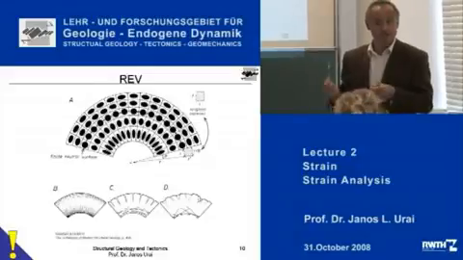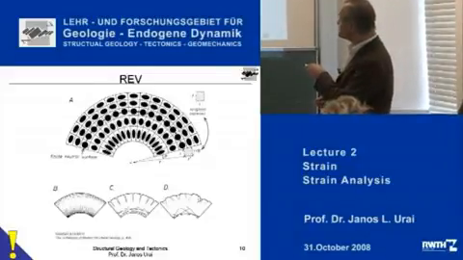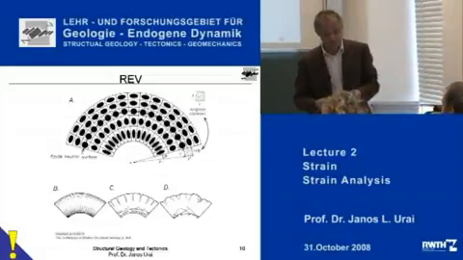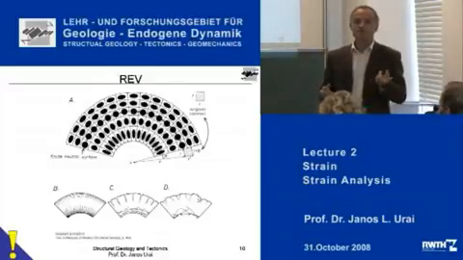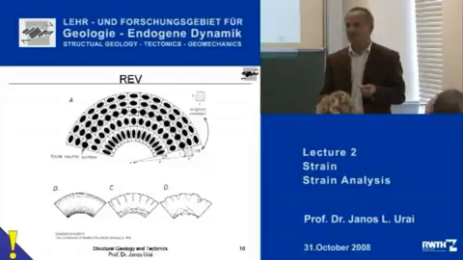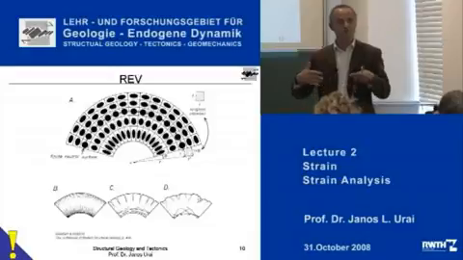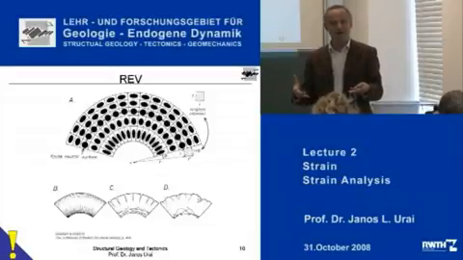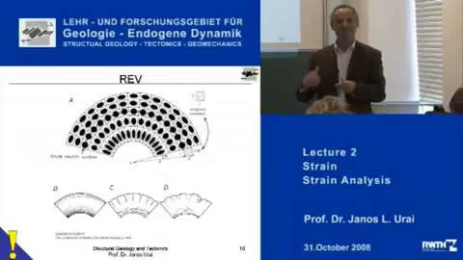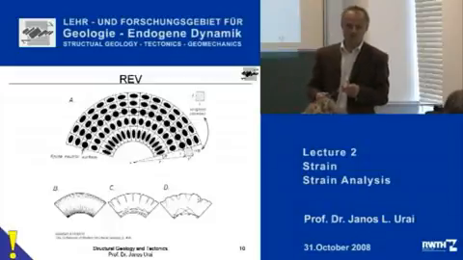So the deformation here is not homogeneous. It's heterogeneous. But inside each of these elements it is homogeneous. It changes from element to element. So why do we need strain? Why do we need to be able to describe strain, to understand strain? Because if we want to understand a mountain belt, like the Alps or the Himalaya, then we have to be able to measure how the strain formed and what the strain is in each part of this mountain belt.